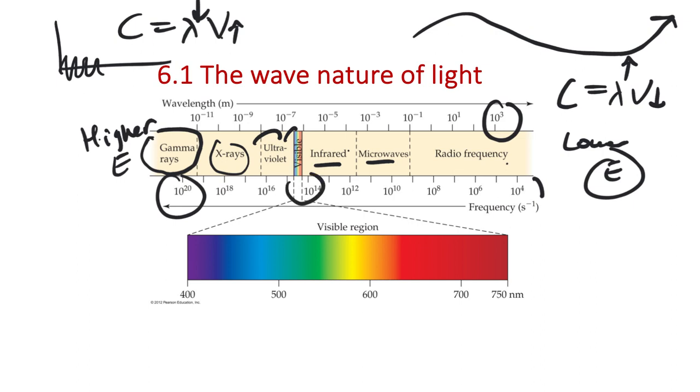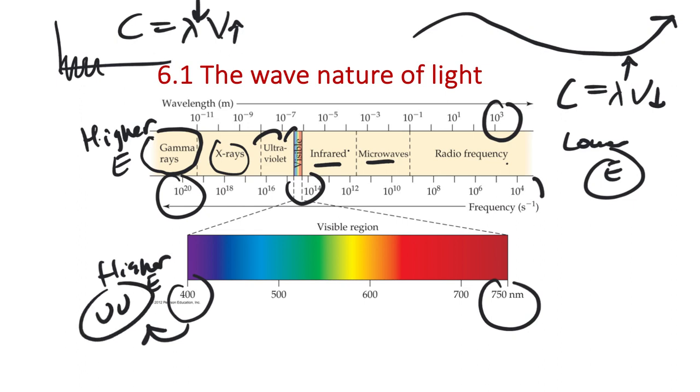Okay, and so the visible region itself is the narrow region from 400 to 750 nanometers. And so if we go to the lower side, this is high energy, this is the UV side, ultraviolet rays. And so then this would be our IR, lower energy side. So if we go beyond 750, that's going into the infrared side of the electromagnetic spectrum.